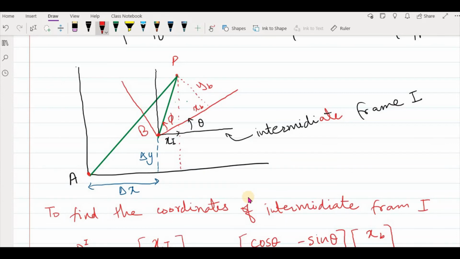So that's what we did already. We have already rotated the frame into this intermediate frame. Now we have the coordinates of point P in this intermediate frame, frame I. And now what we have to do is a transformation that describes the relation between frame I and frame A. So let's see how we can do that.